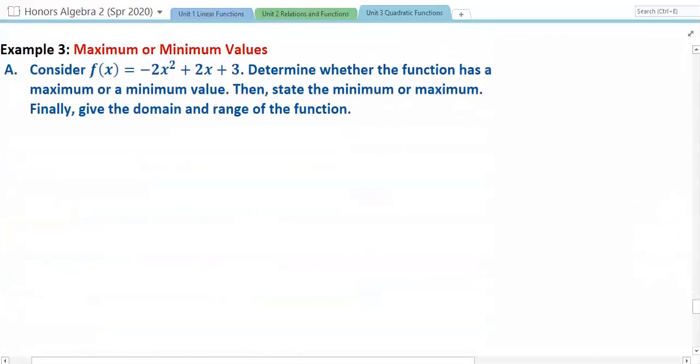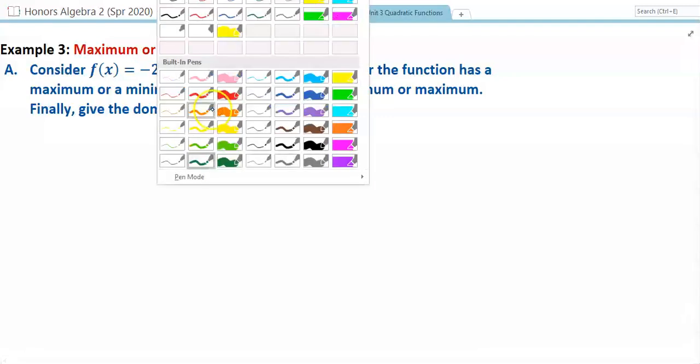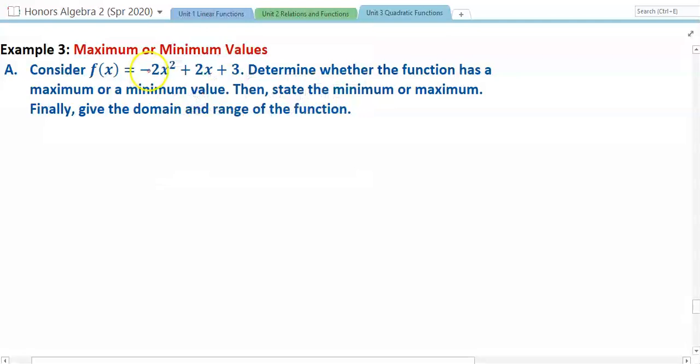So example 3 here, we're going to talk about maximum and minimum values. And so consider that f of x is equal to negative 2x squared plus 2x plus the 3. And we're going to determine whether the function has a max or a min, and then state the max or min, and then give the domain and range. And so remember when we talked about transformations, right? This negative in front is a reflection across which axis? It's a reflection across the x.